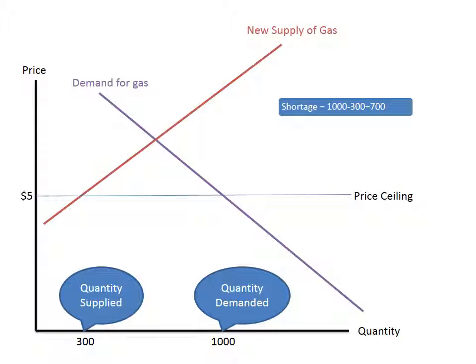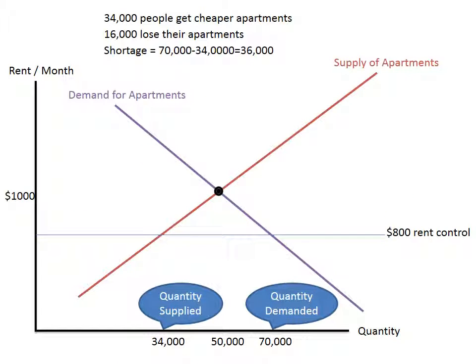You'll have to have the money, you'll have to have the $5, plus you'll have to have something else. And it's not clear that the people who have that other thing are going to be the ones most deserving of gas. Let's talk about another type of price ceiling, and that's rent control.